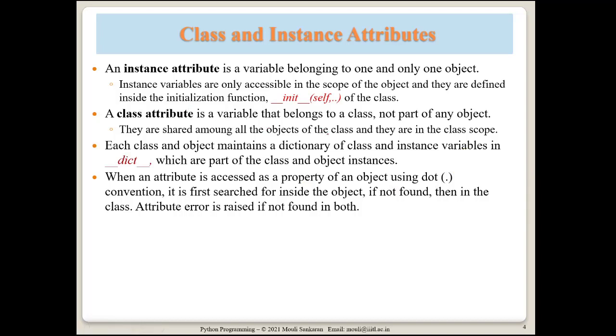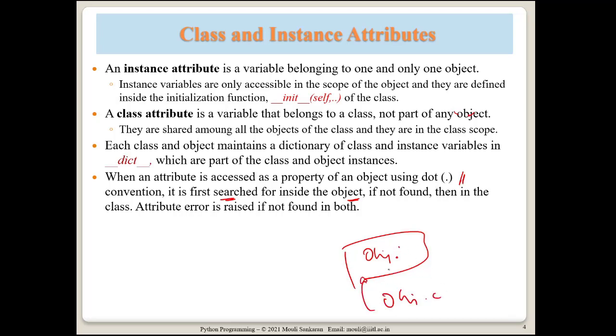Now, when an attribute is accessed as a property of an object by convention, it is first searched for inside the object. So suppose you have already accessed it once, then it would have become part of the object, and then when you are accessing it with respect to the object, that variable will be found in the object.